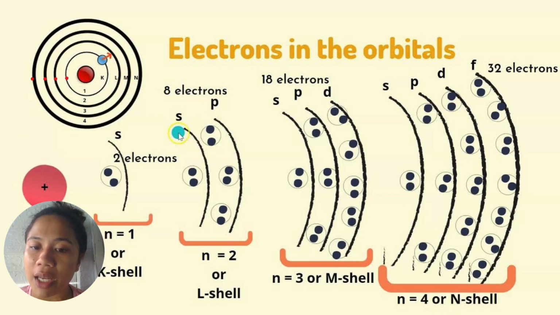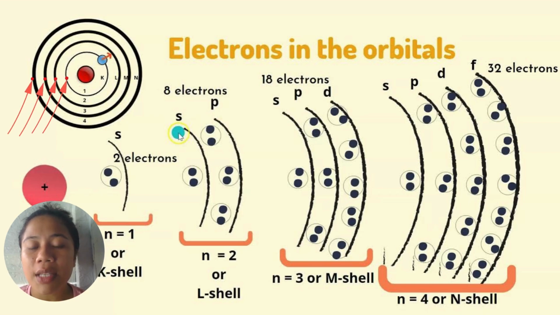Always carries how many electrons? Two electrons. And then for subshell P, it carries a maximum of six electrons. Now the question is, ma'am, how about S carrying only one electron? Is that okay? Is that qualified? Yes, as long as it only carries a maximum of two electrons.